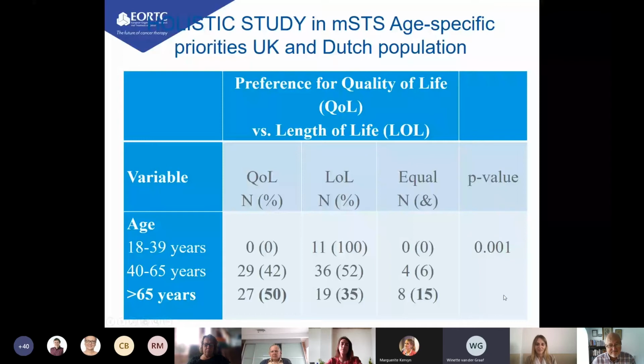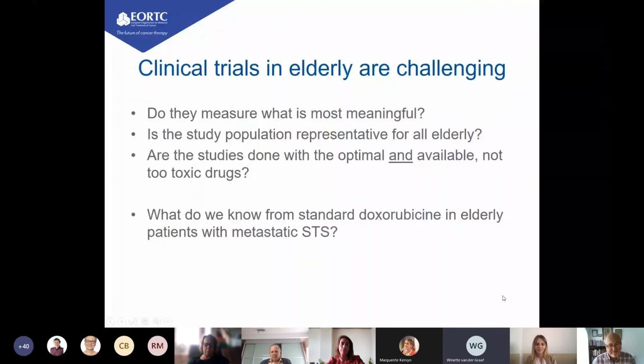What does that mean? That does mean that you have to measure what is meaningful to a patient, and is your study population representative, in this case, for all elderly, and are the drugs not too toxic?